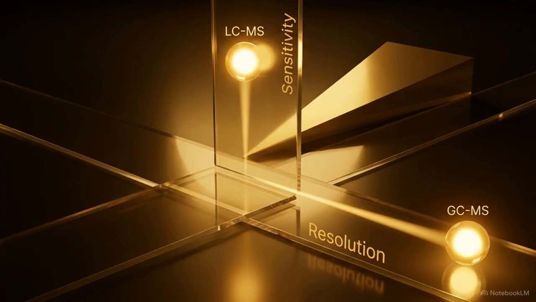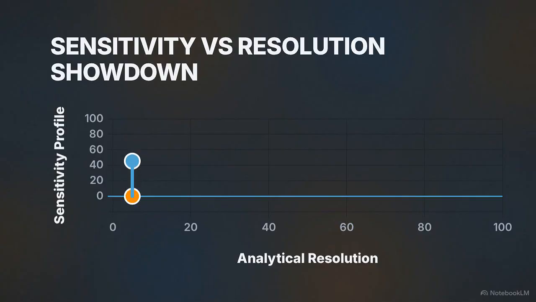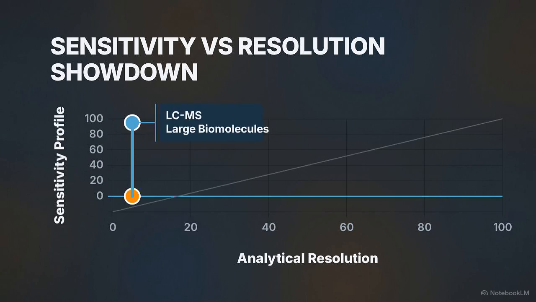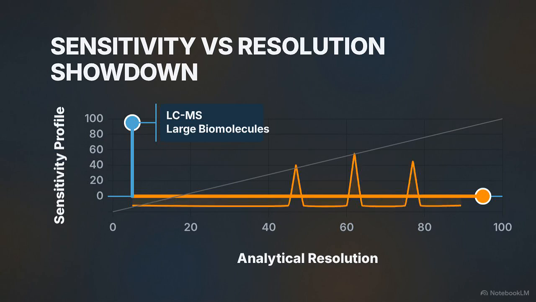This chart maps the final decision between the two machines by plotting sensitivity against resolution. By leveraging LC-MS, you achieve massive gains in sensitivity. That makes it the optimal path for safely identifying large biomolecules and complex metabolites. On the other axis, leveraging GC-MS yields maximum analytical resolution. It is the optimal tool for untangling complex volatile mixtures and pinpointing exact solvent profiles.